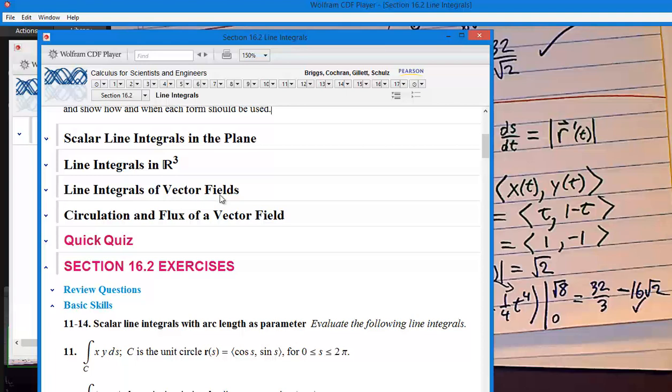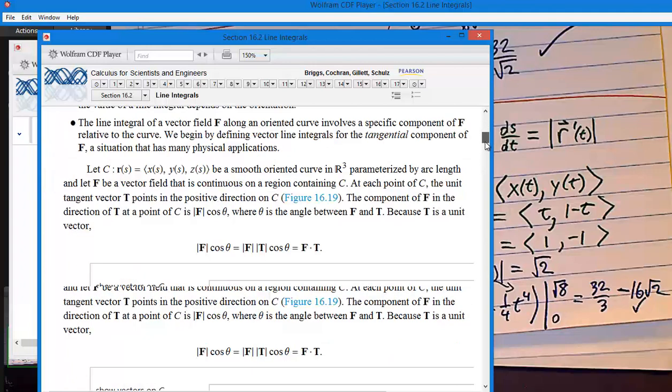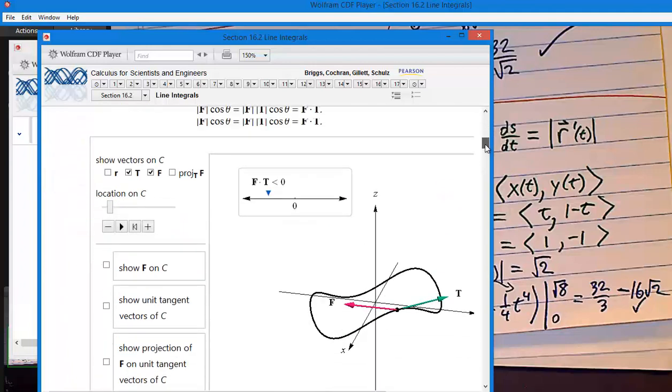Line integrals of vector fields. This is what Aaron asked me at the beginning: remind me what a vector field is? Okay, this takes a little bit of time. So here's their example.